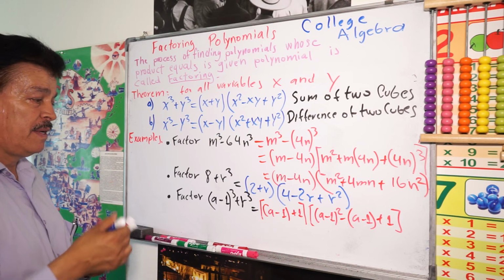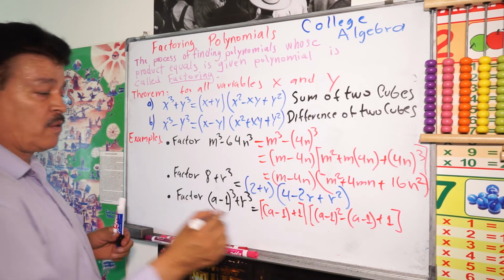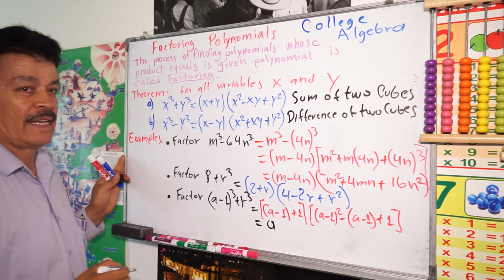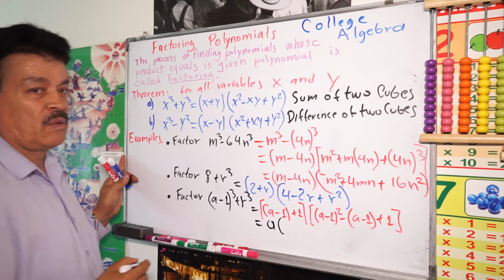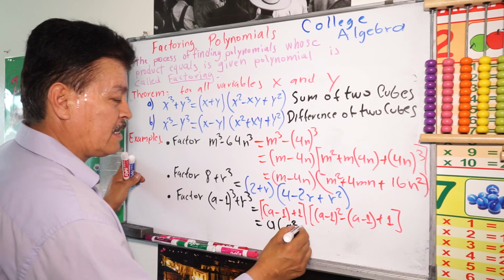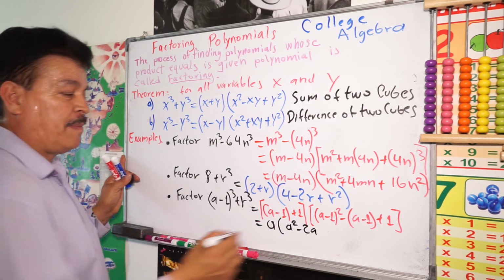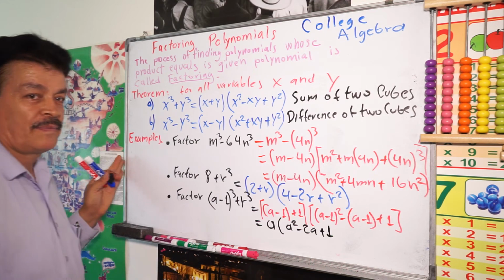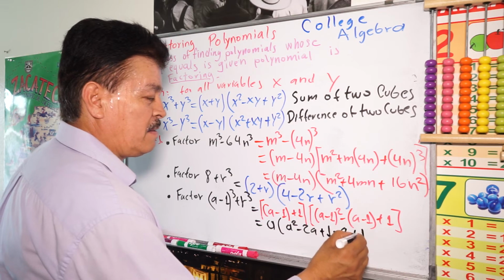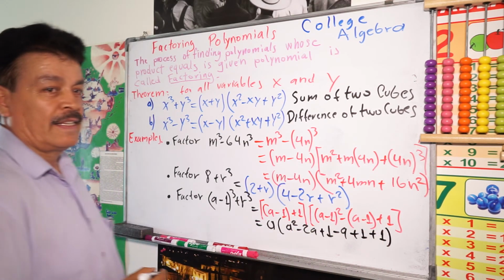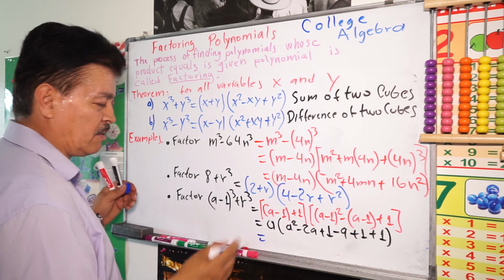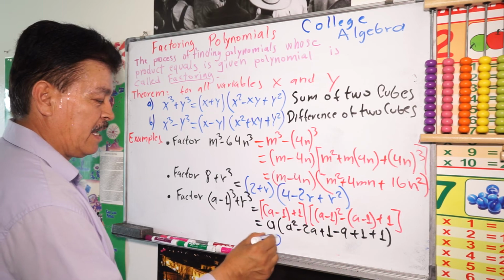So next step, it's going to be equals a times what? A squared minus 2a plus 1, minus 8 here, plus 1. Yeah, it's a big process. So now simplify and get the answer. This is the answer, the most simple.